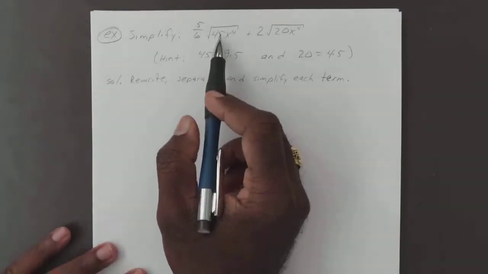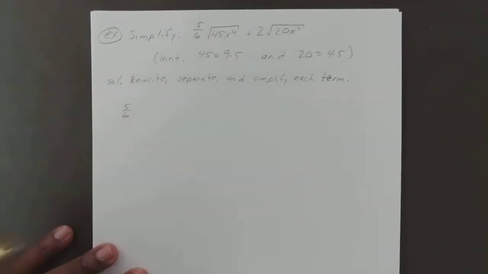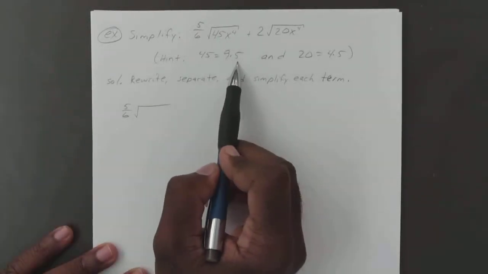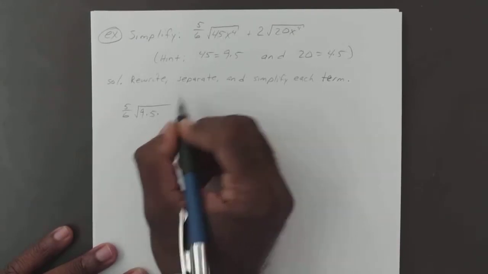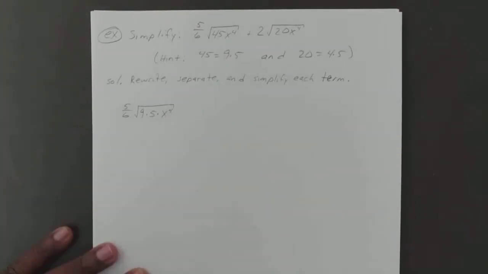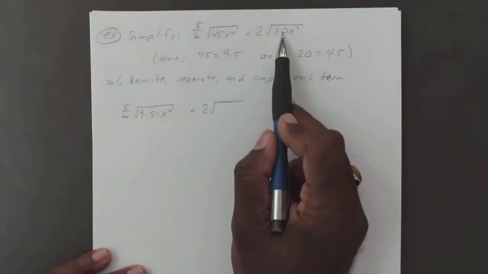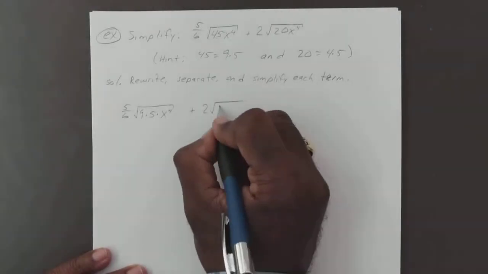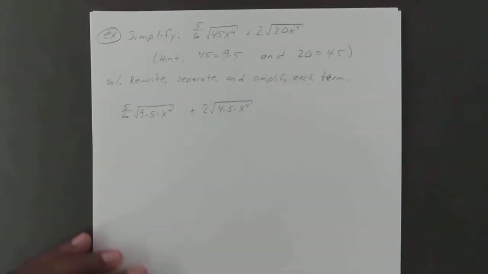Okay, so if we rewrite it, 5 over 6 times the square root. Remember, 45 is 9 times 5, so we make that the square root of 9 times 5 times x to the 4th. And I'll show you a little trick for that, x to the 4th. Plus 2 times the square root. Remember, 20 is 4 times 5, so we make that 4 times 5 times x to the 4th.